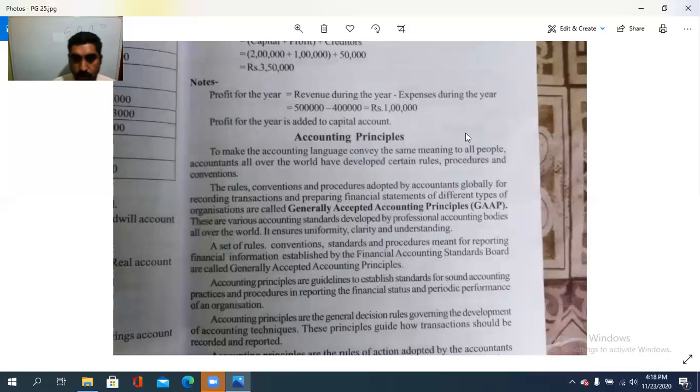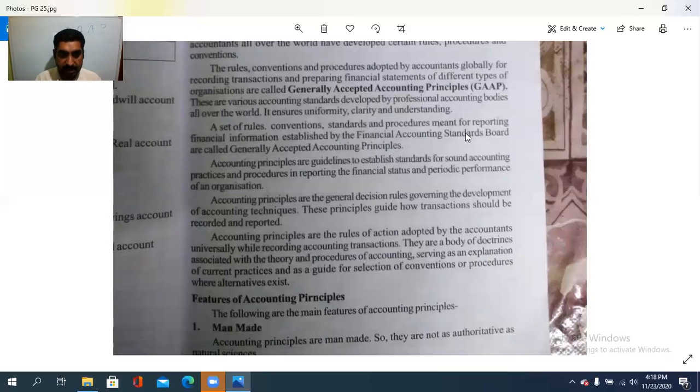A set of conventions, rules, standards, and procedures meant for reporting financial information, established by the Financial Accounting Standards Board, are called generally accepted accounting principles. Accounting principles are guidelines that establish the standards for sound accounting practices and procedures in reporting the financial status and periodic performance of an organization. They are the general decision rules that govern the development of accounting techniques. These principles guide how transactions should be recorded and reported.